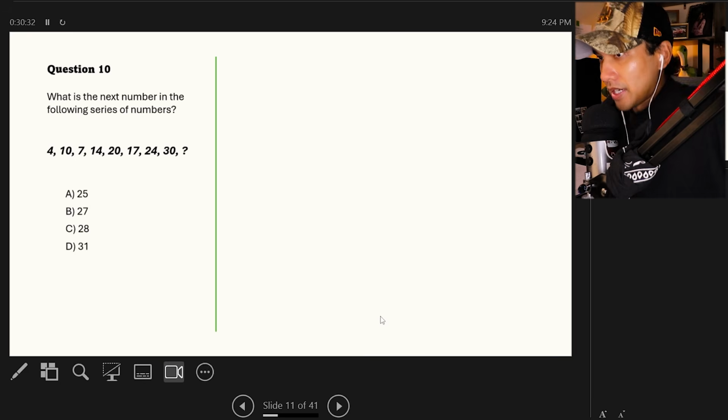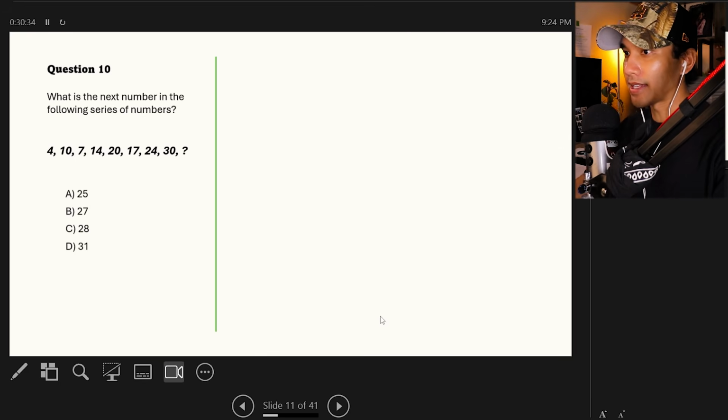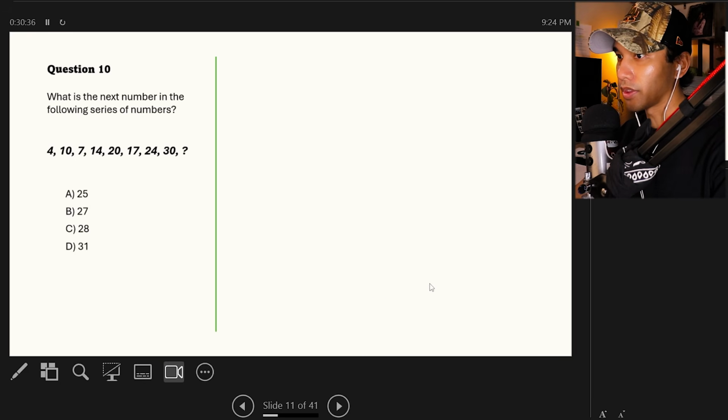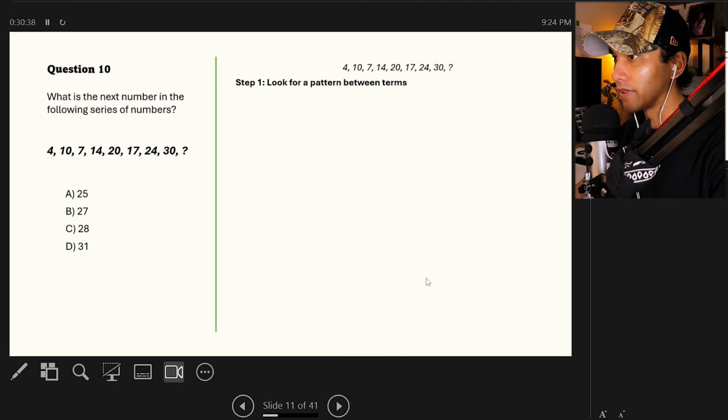Again, another number series. 4, 10, 7, 14, 20, 17, 24, 30. Let's just see what they give here. Look for the pattern. Look for the repeating cycle. 4 to 10 is plus 6. 10 to 7 is negative 3. 7 to 14 is plus 7. 14 to 20 is plus 6. 20 to 17 is minus 3.